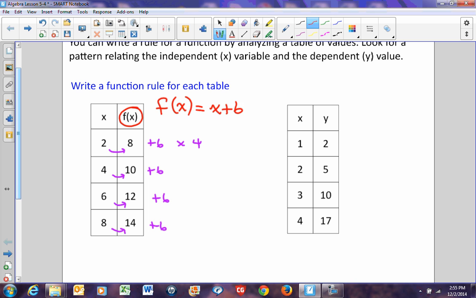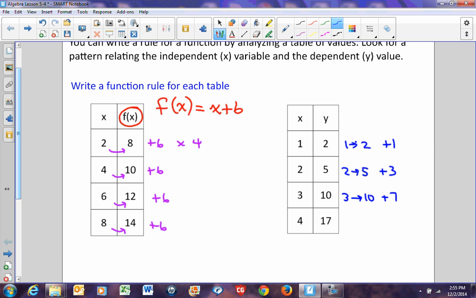If I look at the second problem here, when x is 1, y is 2. When x is 2, y is 5. When x is 3, y is 10. And when x is 4, y is 17. When I look at this, this doesn't seem to be doing much for me. If you look at this rule, from 1 to 2, you could add 1. From 2 to 5, you add 3. From 3 to 10, you add 7. This is not doing much for me, is it? All right.